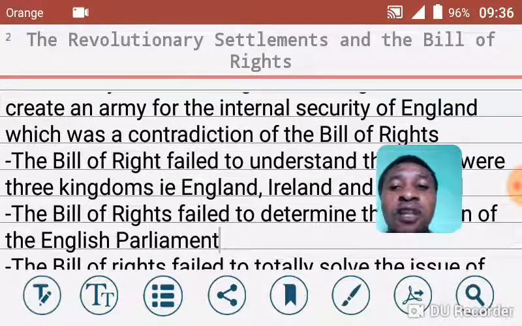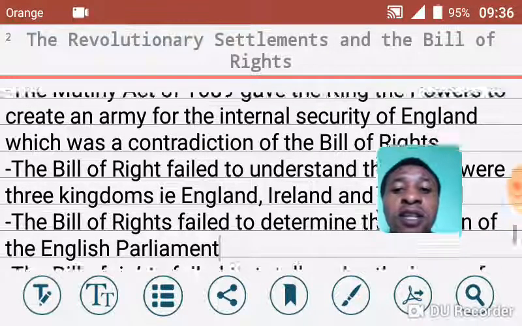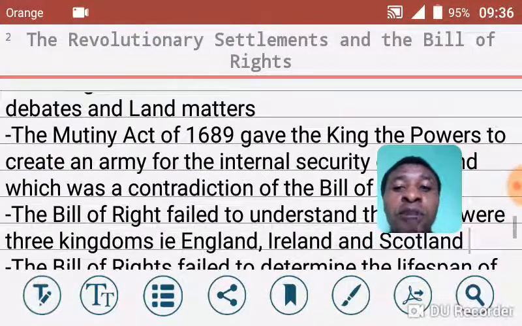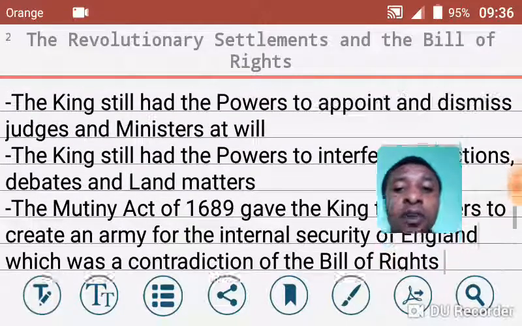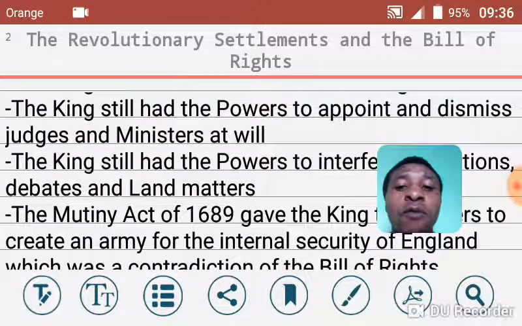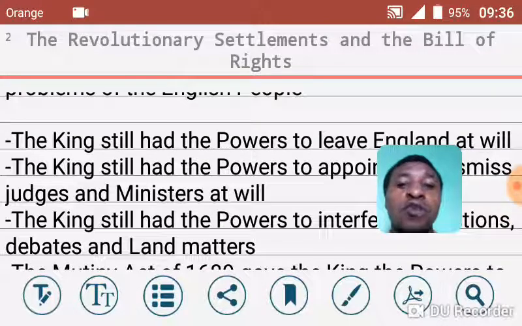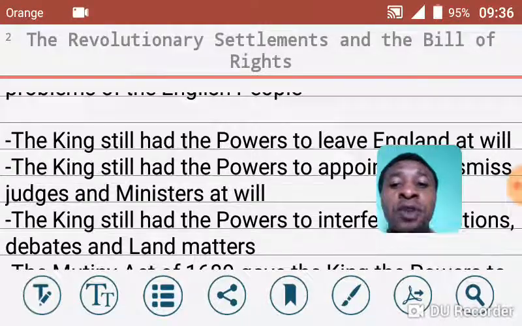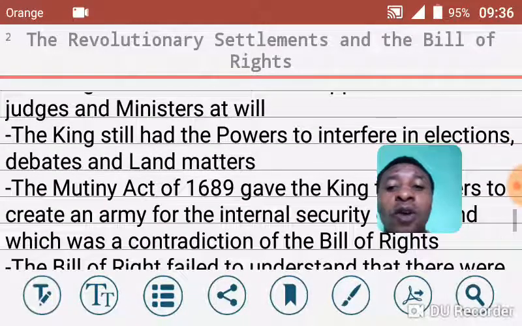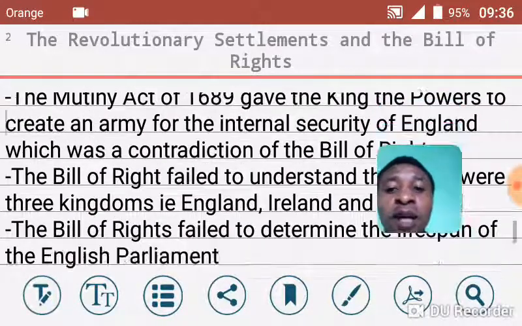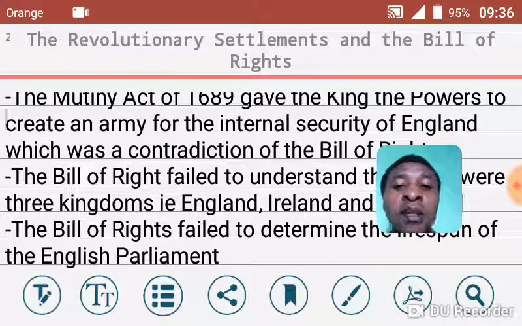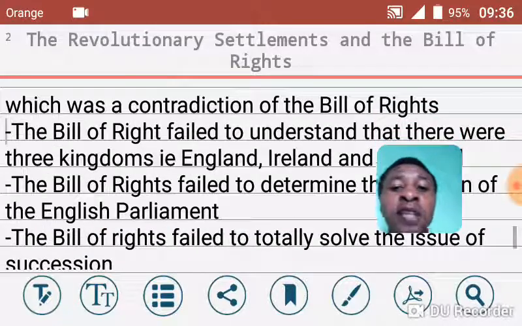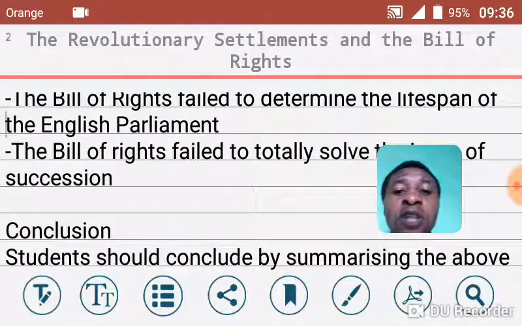So my dear students, take this very seriously. This is a very easy and straightforward question, but at times most students go off topic. This question could also be asked in the following ways: to what extent did the Bill of Rights limit the powers of the English monarch? Or: justify the view that the revolutionary settlements of 1689 to 1701 limited the powers of the English monarch. So those are alternative questions.